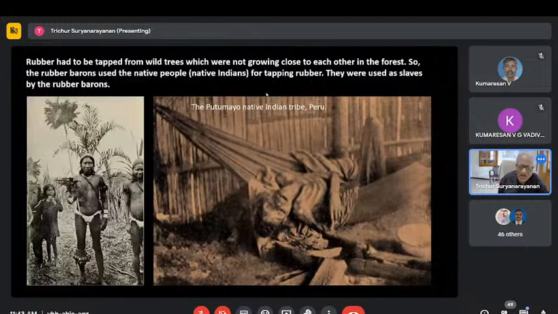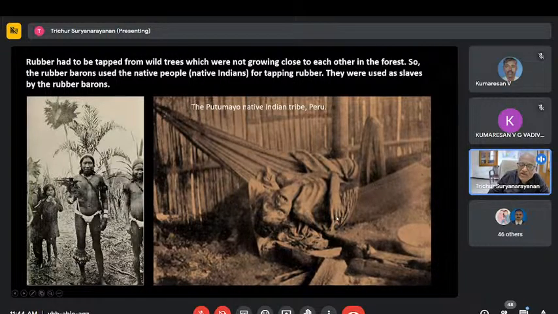That is not a good term nowadays. They don't use it. So the native people of Brazil were used for tapping rubber. They were sent into the forest for tapping rubber, but they were used as slaves by the rich people. Usually the majority of these native people belonged to a particular tribe called Putumayo, from Peru, and they were slaves, treated very badly.